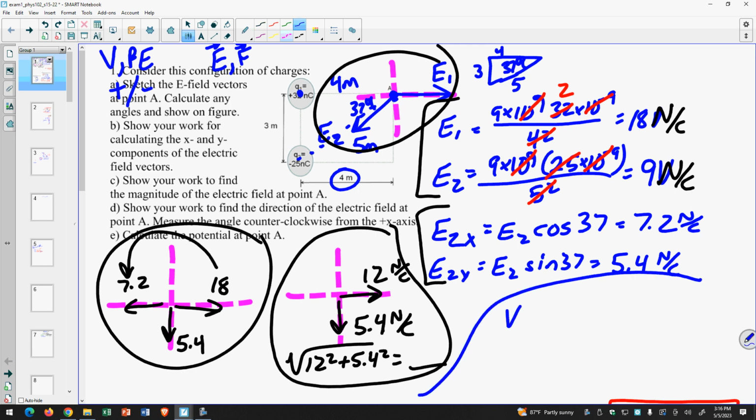The next part of that is to find the potential. And the potential is a little bit easier. It's just the sum of the individual potentials. That's K Q1 over R1 plus K Q2 over R2. And you put in the values for Q, that's plus 32 and minus 25. And you put in the values for R, that's 4 and 5, and you solve for that potential. Y'all okay leaving that? Can y'all do that on your own?